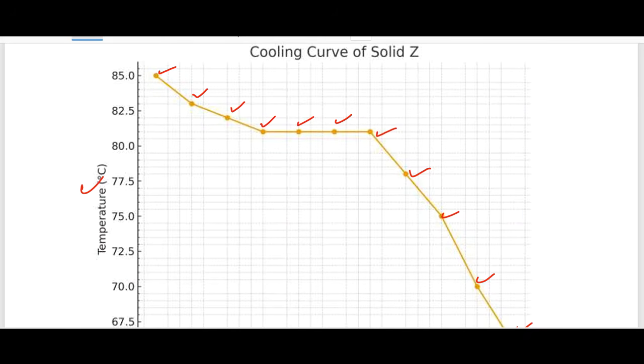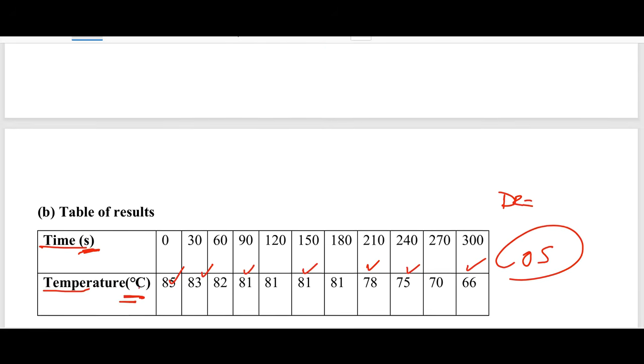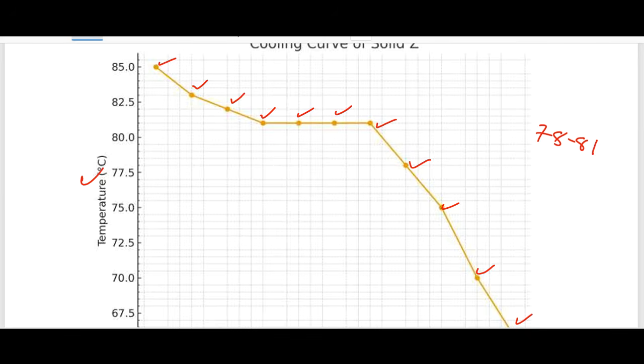Now you recall it was between 78 and 81. Between 78 and 81, somewhere there. What do you say when you look at the plateau? Are you seeing between 78 and 81 the plateau is almost straight? Are you seeing that? So we can use our graph to analyze the data.